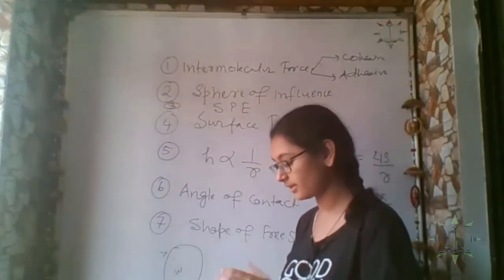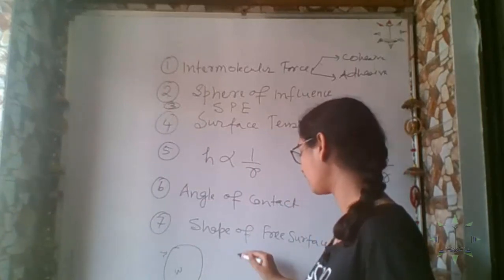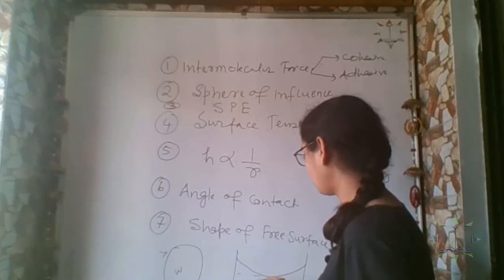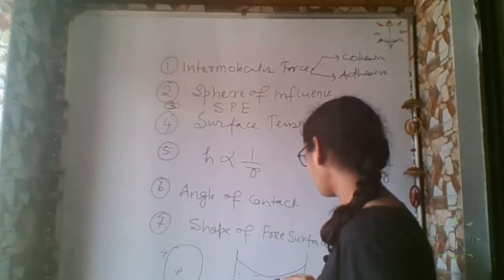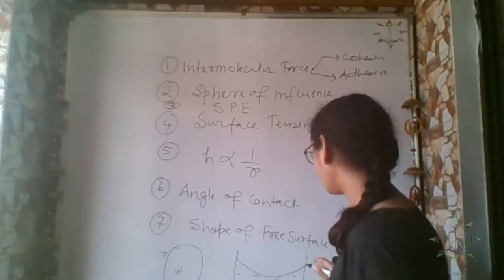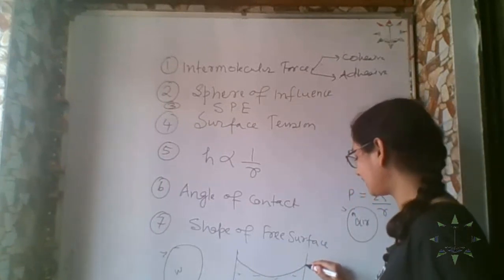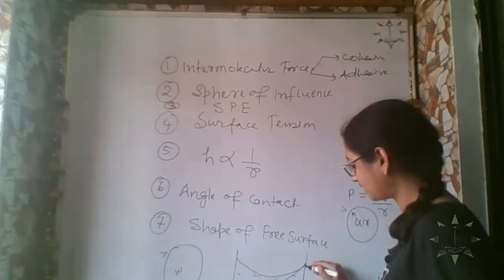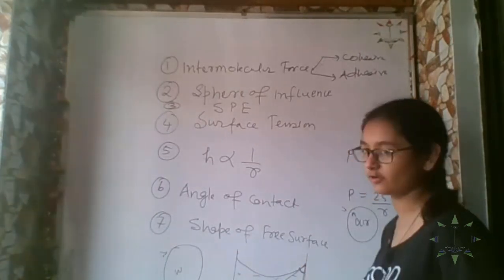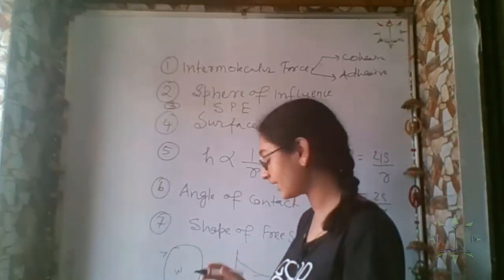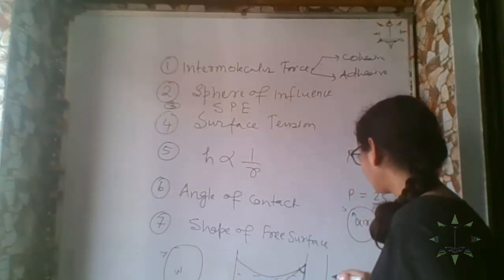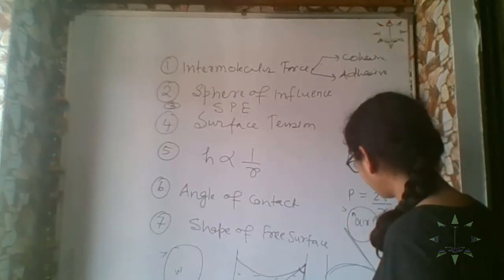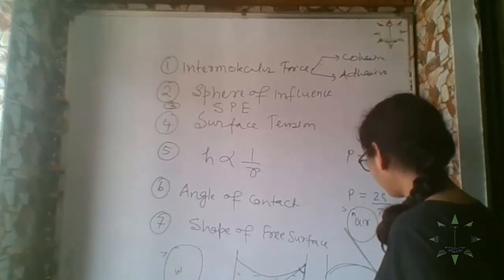Then angle of contact. We also understood how to determine the angle of contact. Suppose there is water here. We first draw a tangent at this point and one vertical line through the surface. So this will be the angle of contact. We also determined the angle of contact for a convex meniscus. The tangent will be drawn here and another here, so the angle of contact will be this.